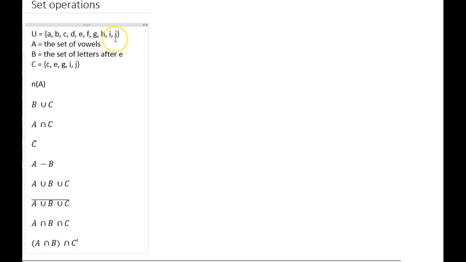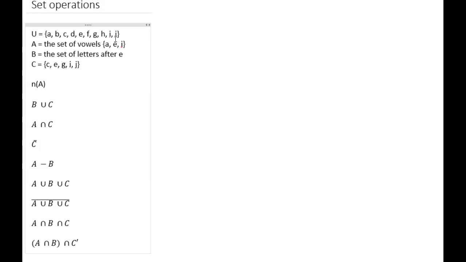So when I come down here to set A, the set of vowels, this is the set of vowels in my universe. So I'm going to make a list: A, E, and I. O and U, as we know, are also vowels, but they're not in my universe, so I'm not going to put them in A either.